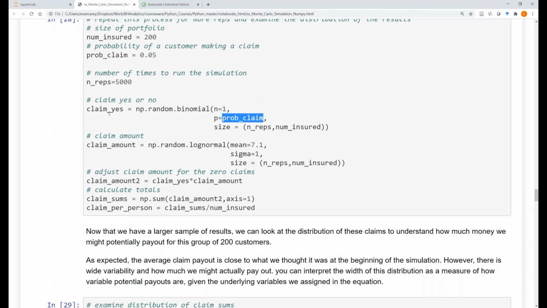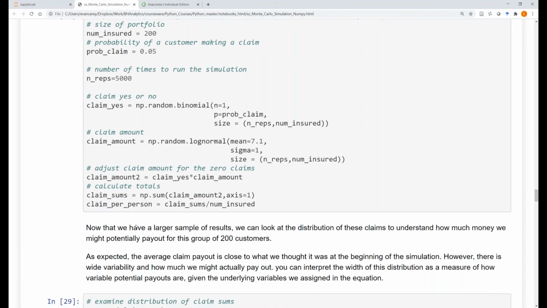The resulting data structure from here is going to be of size 5,000 by 200, because that's what I've asked for. The claim amount is going to be size in reps by number insured, right? So 5,000 by 200. I'm going to multiply them together as I did previously. I'm going to get claim amount number 2, and then I could get the total cost, that's the claim sums, and the claim per person. So this follows exactly the code we wrote earlier, but now I've got 5,000 versions of this, right? So these final numbers should be of length 5,000. Across the 5,000 simulations, what was the cost of the portfolio and what was the cost per person?